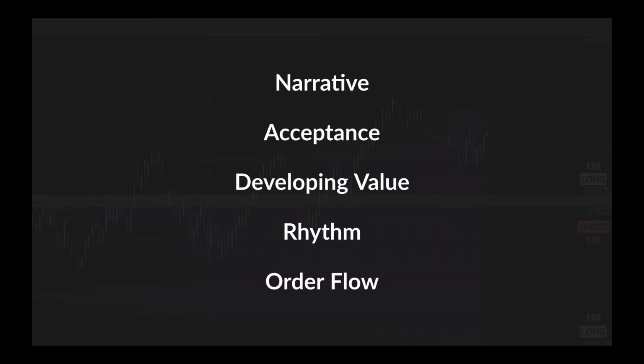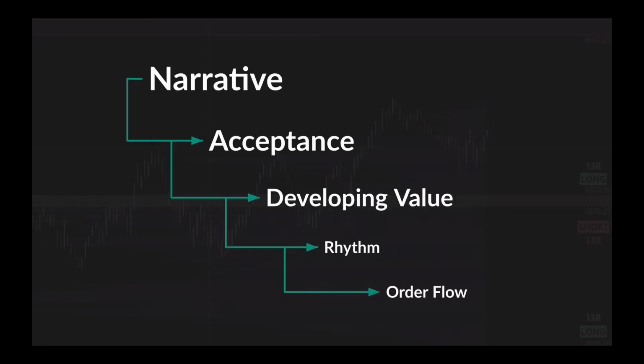Now, this framework, as I've mentioned before, really looks more like this. It's a hierarchy. And you start with narrative, which is really one of the core aspects of what this is about. Being able to use auction market theory to read the market, to understand key levels, and to get a strong bias about where the market might be headed. And then from there, there's acceptance. We talked about that in the last video. This video is about developing value, and then we'll cover rhythm and order flow as we go.